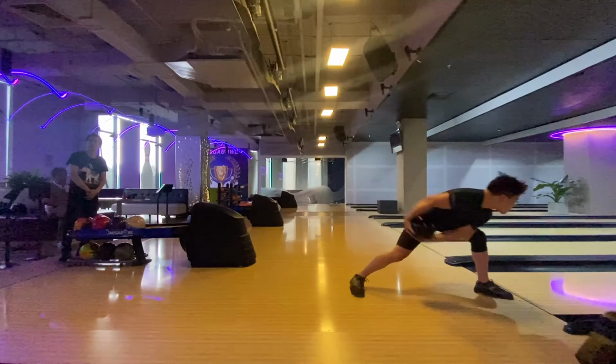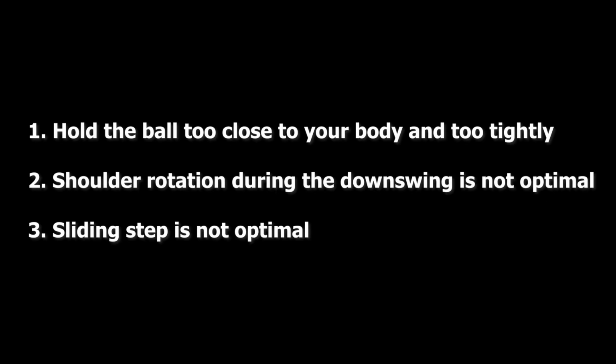You should believe everyone can have a long arm swing, but please note that long depends on the individual's physique. However, there are some factors that prevent you from having it. First, you hold the ball too close to your body and too tightly. Second, your shoulder rotation during the downswing is not optimal. And third, you don't pay attention to the last sliding step.